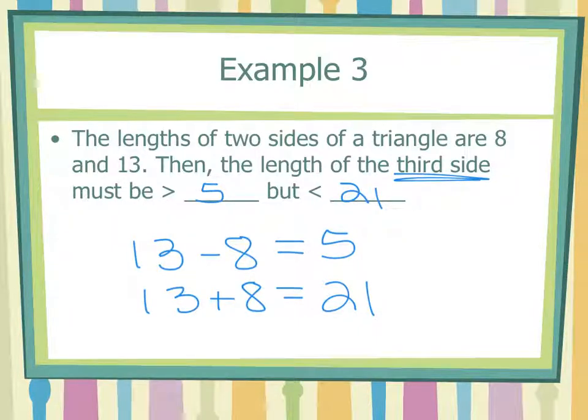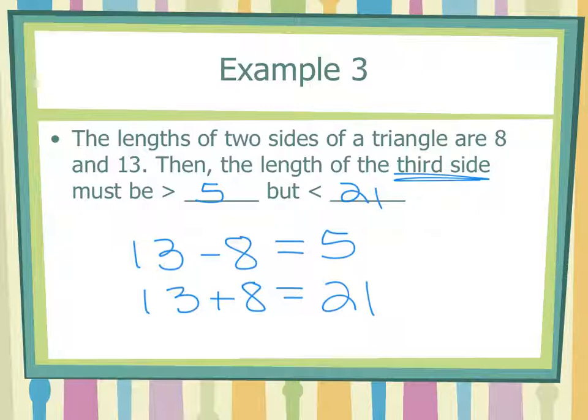So all good numbers or good options for that third side would be the numbers 6, 7, 8, 9, 10, 11, 12, 13, 14, 15, 16, 17, 18, 19, 20. Any of those numbers in between, even halves. Okay, so any number greater than 5, but less than 21. So it would be greater than the difference of the two sides, but less than the sum. So that third side needs to be in between.